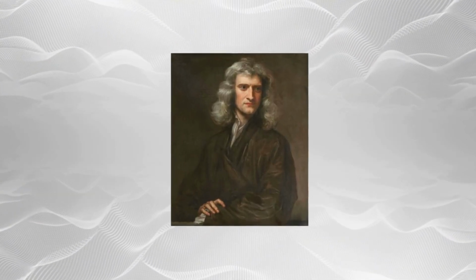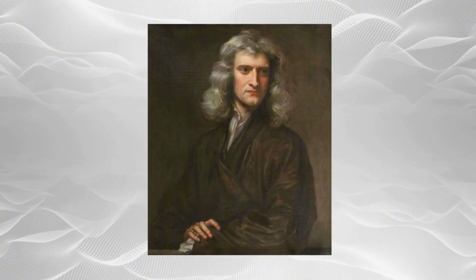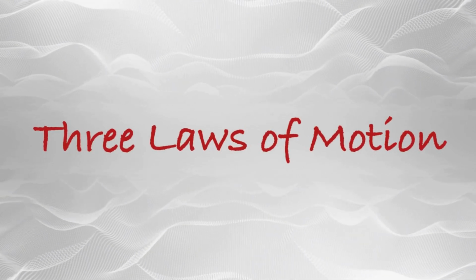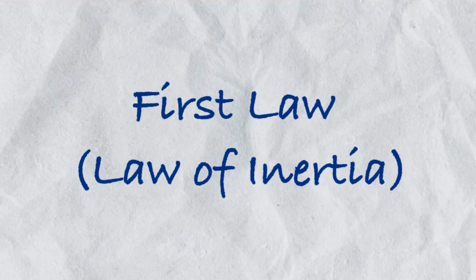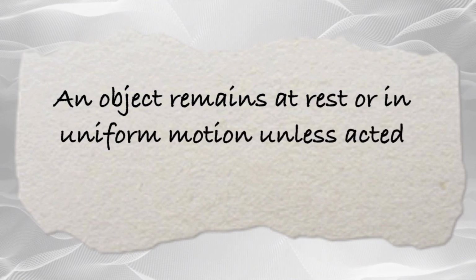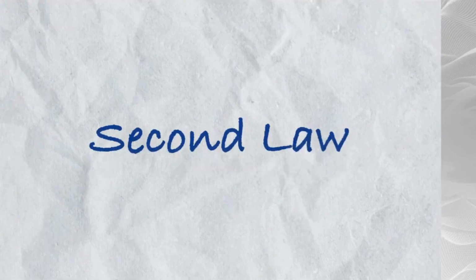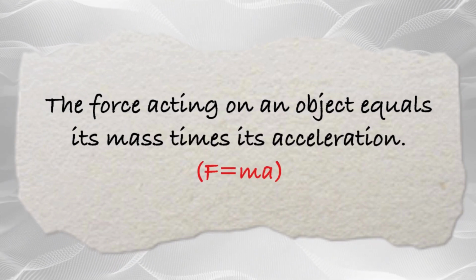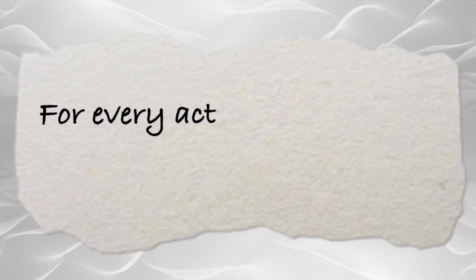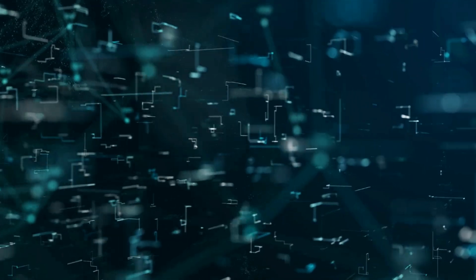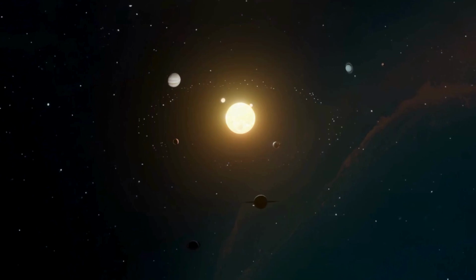In 1687, Sir Isaac Newton introduced his famous 3 laws of motion. I will go into each of these laws in depth, but first, let's have a quick overview. First law, or law of inertia, says an object remains at rest or in uniform motion unless acted upon by an external force. The second law says the force acting on an object equals its mass times its acceleration, or F is equal to ma. And the third law says for every action there is an equal and opposite reaction. These laws help us understand everything from falling apples to planetary orbits.